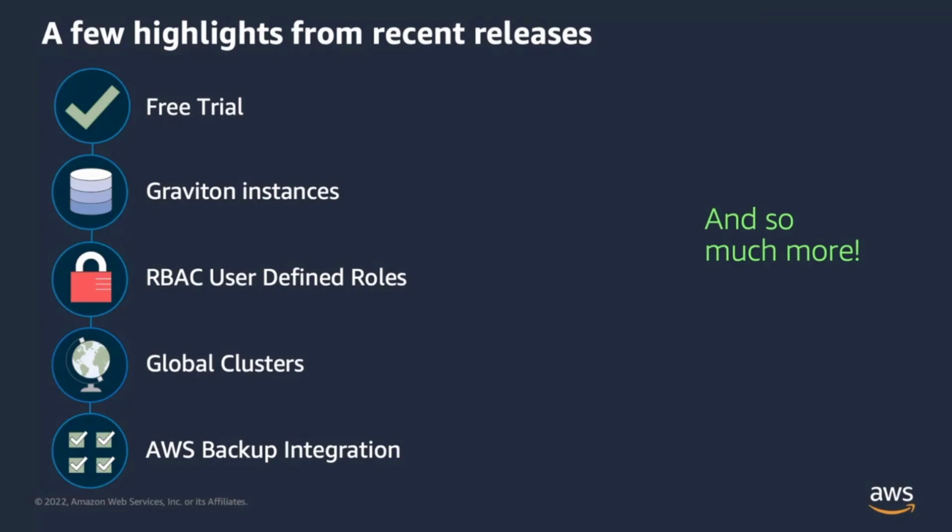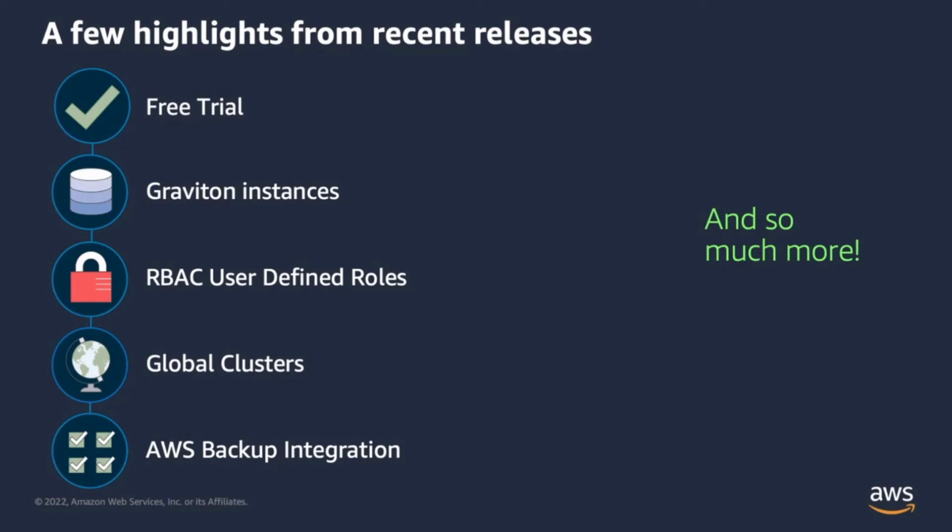Graviton instances were launched late last year. They provide better price to performance improvement. We see up to 30% improvement in performance and 5% reduction in cost with these Graviton instances. RBAC, or role-based access control with user-defined rules, was introduced late last year, and this lets you define custom rules for controlling access to the data.